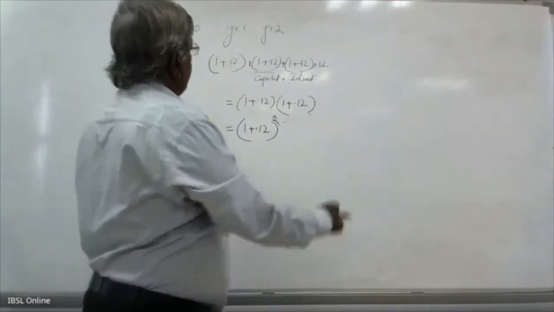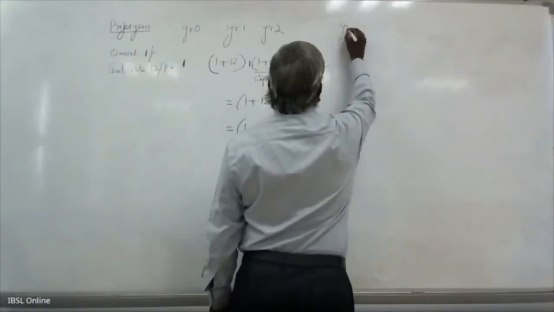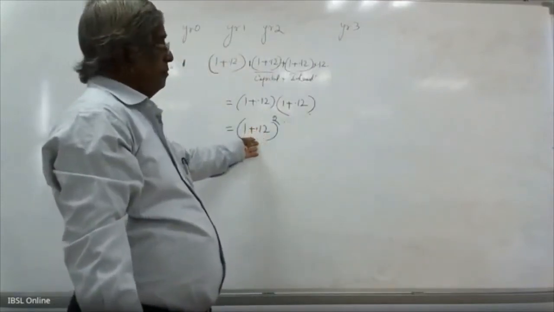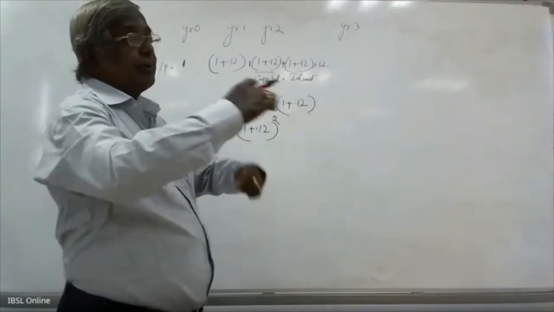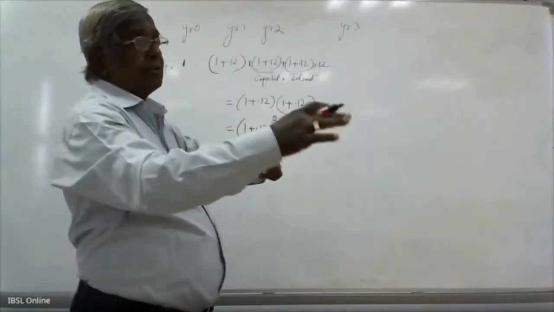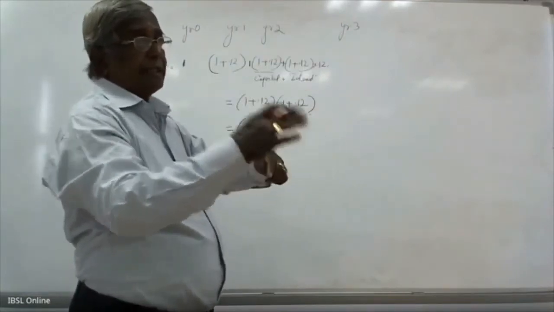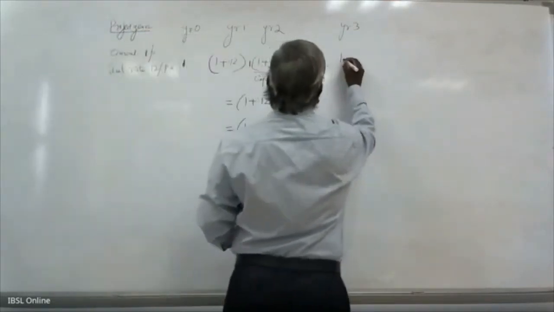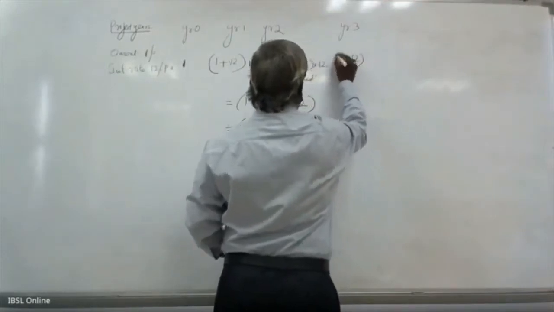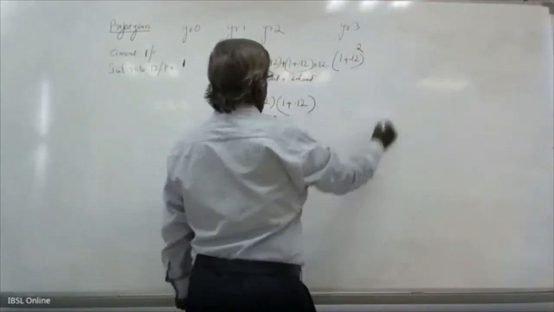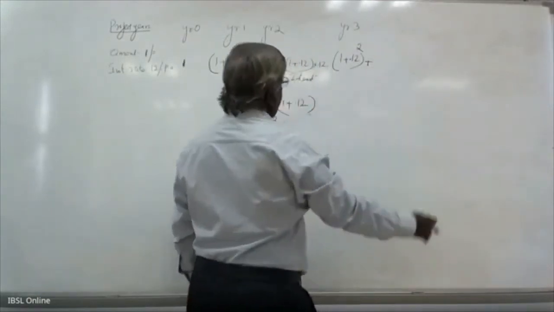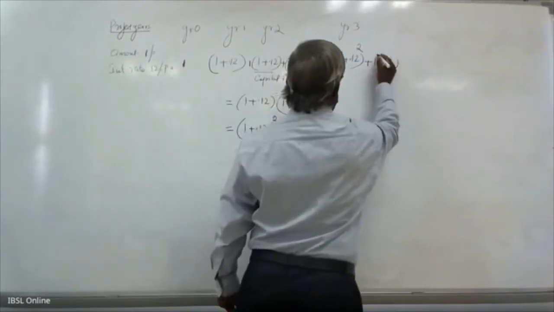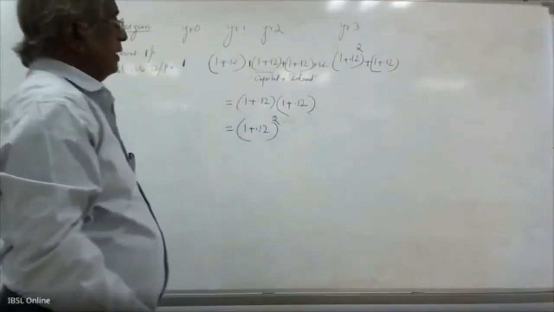Right. In the year 3, this is going to be the capital, because with automatic renewal, interest will add on to the capital. So 1 plus 0.12 to the power 2, plus interest on this capital, that is 1 plus 0.12. Here 3.